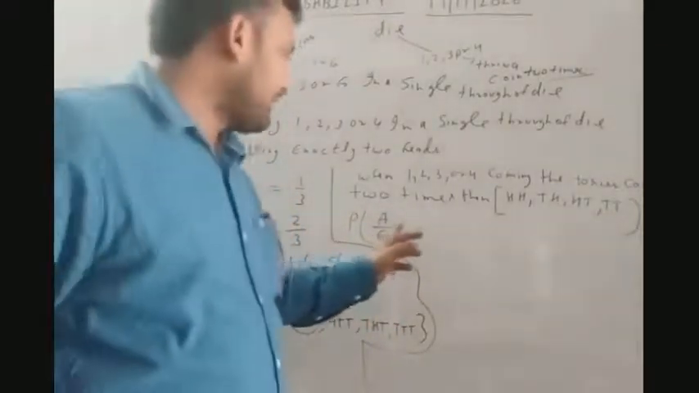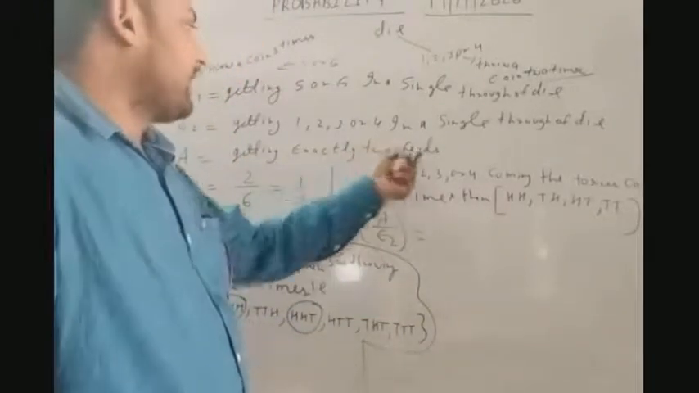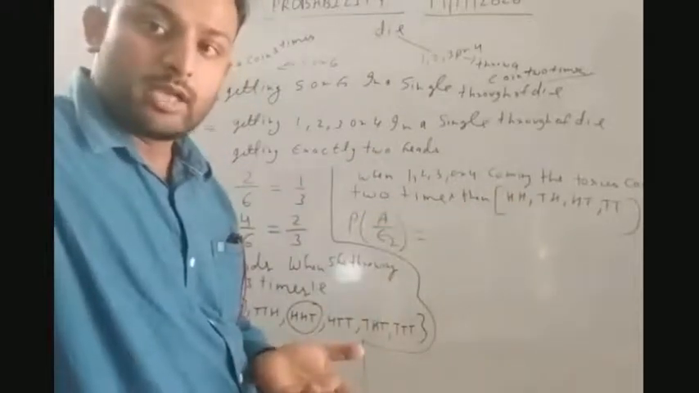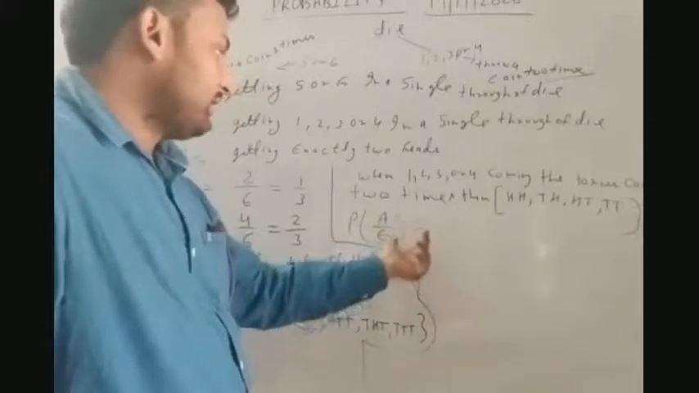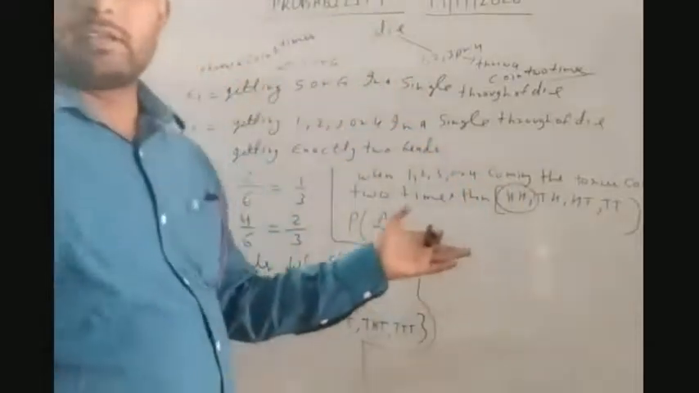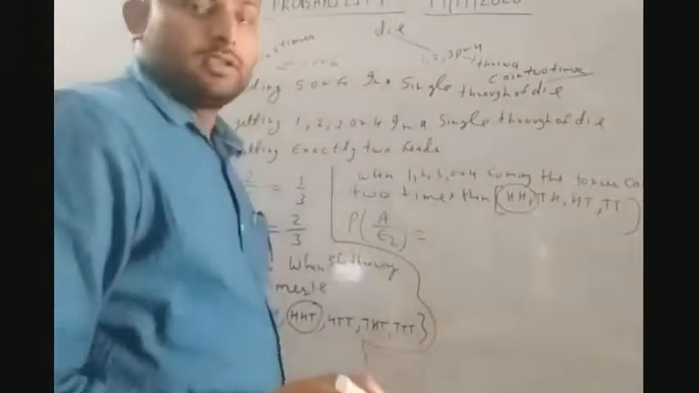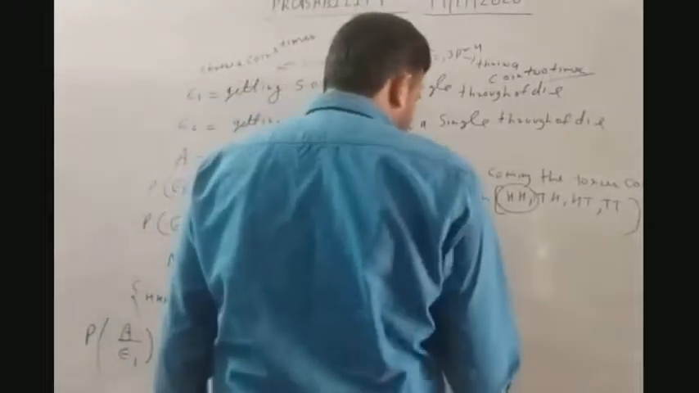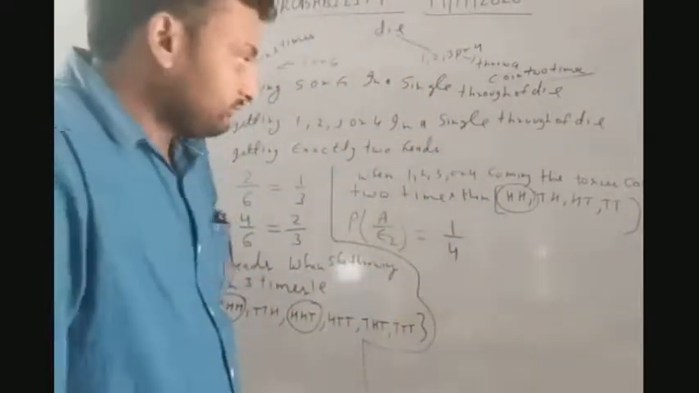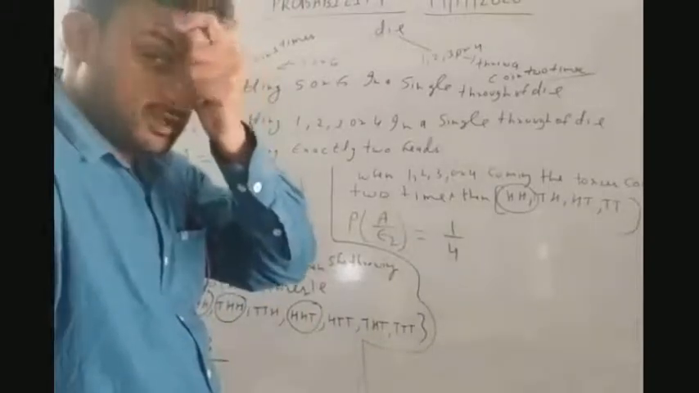Now the probability of A by E2 is what? The probability of getting exactly 2 heads when a coin is tossed 2 times. So it will be what? Here there is only one condition, that is HH, only 1 time. So our probability of A by E2 is 1 by 4, because the total number of outcomes, the total sample space, is 4. So we write 1 by 4.